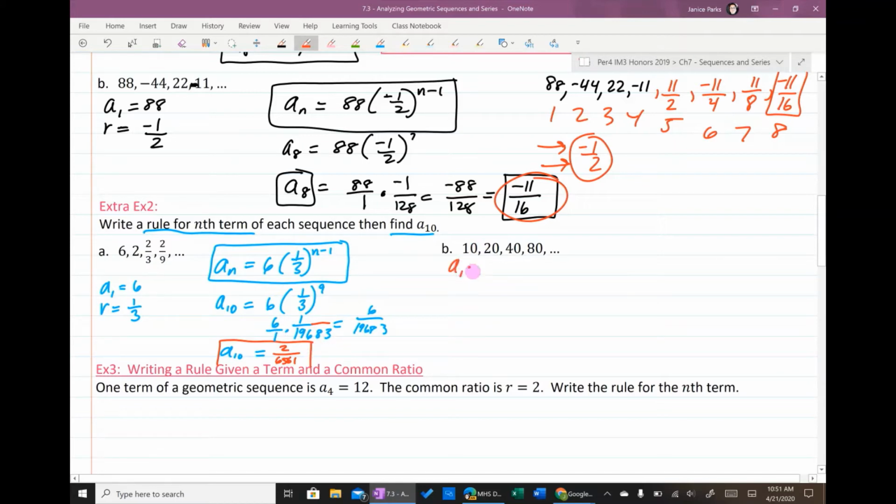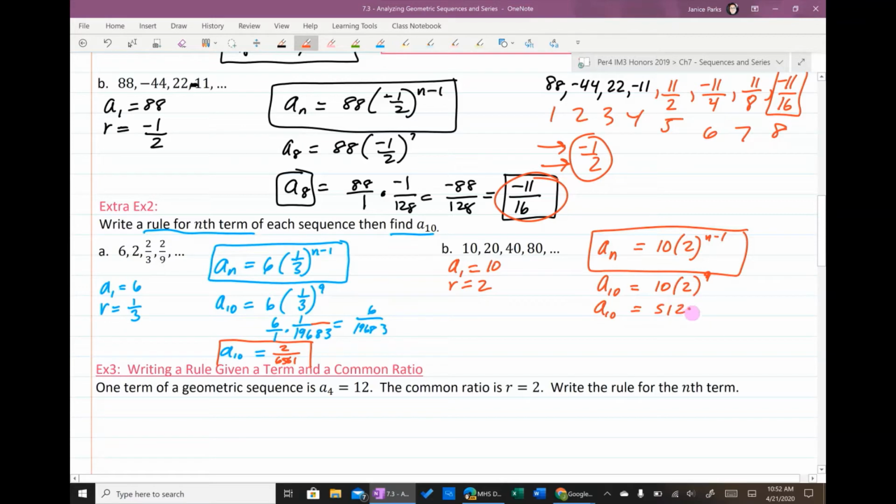For the next problem, the first term is 10. The common ratio, r, is 2. That I'm multiplying by 2. So the rule or the formula is a sub n is equal to 10 times 2 to the n minus 1 power. And then you want the 10th term, so it's going to be 10 times 2 to the 10 minus 1 power, or 9. So that's 10 times some big number, whatever 2 to the 9th is, which is 512. So this is 5,120.